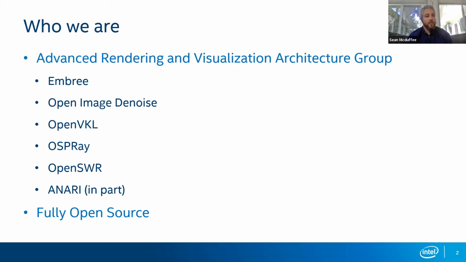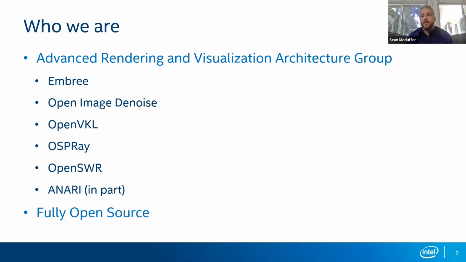We're known for Embree, Open Image Denoise, OpenVKL, OSPRay, OpenSWR, and ANARI, in part with a number of other partners in the Khronos Group. Once again, like I said, we're fully open sourced, every project we work on. Just quickly, we're going to do a quick update for Embree for people that may already be using Embree, with updates over the last year.